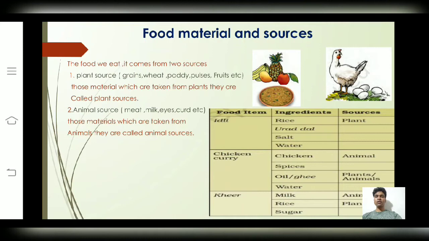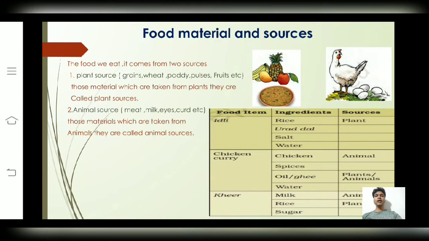Friends, the food that we use is made of some materials and these materials are found in some sources. Then what are the sources? There are two major sources here. The first source is plant source and the second source is animal source. Plant source means those materials which are taken from plants. For example, we collect grains, wheat, paddy, pulses, fruits, etc.